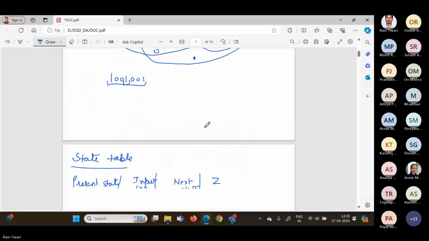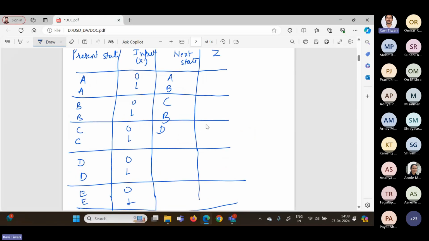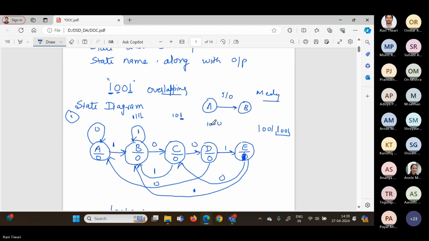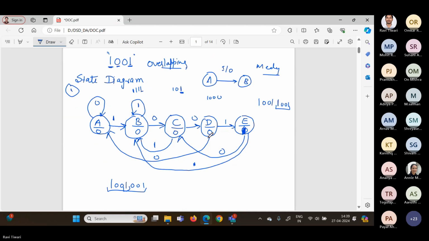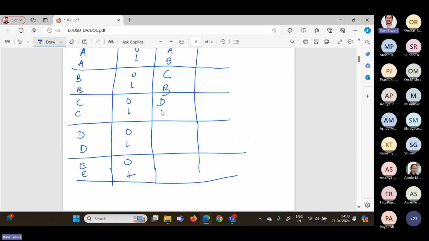Now, if you are in state C and you get 0, you will move to the D state. If you get 1, then you move to B. So this is B state. Similarly, this will be A state, E state, and this is C and B state.